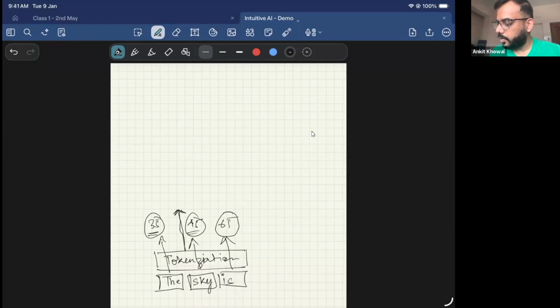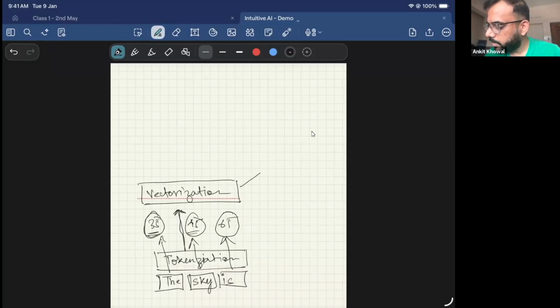The sky is: first, it will tokenize, converting it into numbers. Then it will vectorize. You will hear this term a lot. Vectorization is also a very important concept, but for now you can think of it as converting these numbers into some sort of matrices, where it will try to capture the meaning of "the sky is" in some form of numbers.